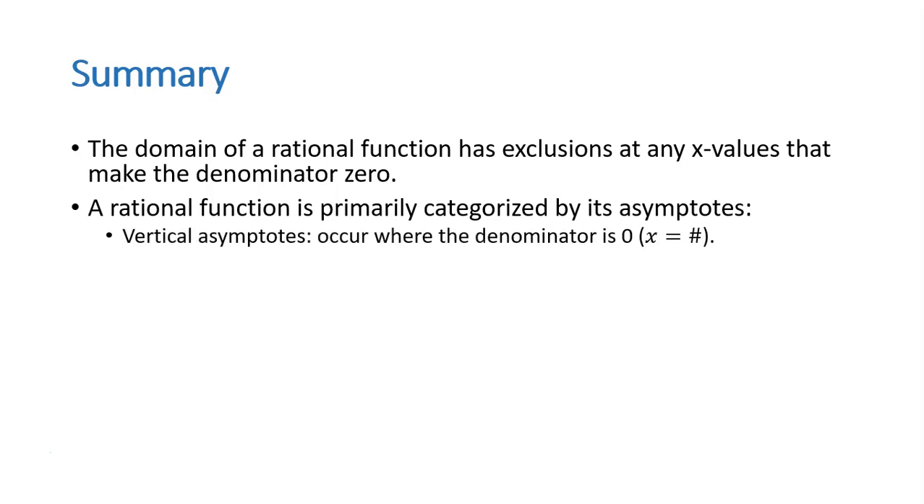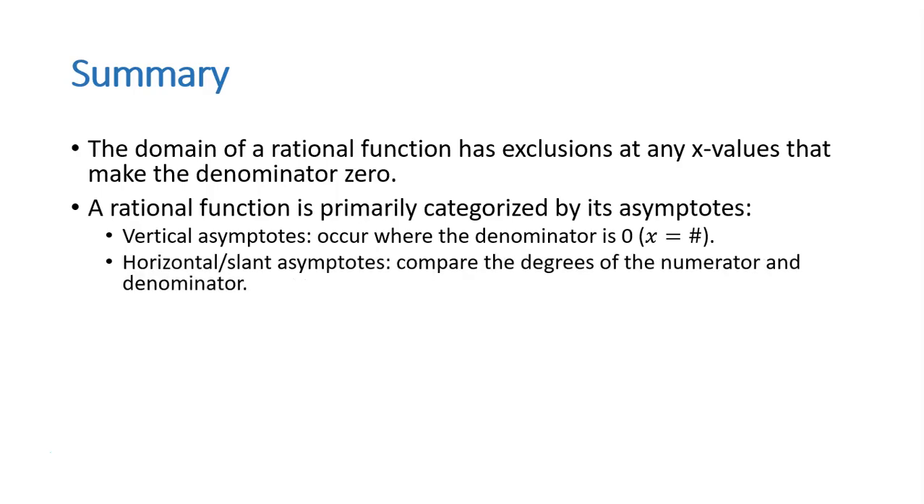So vertical asymptotes occur wherever the denominator is 0. And they're always going to be of the form x equals a number. Any vertical line is x equals a number. So whatever numbers make our denominator 0, x equals those numbers are going to give us our vertical asymptotes.